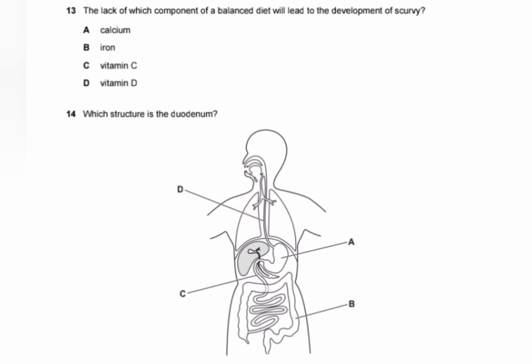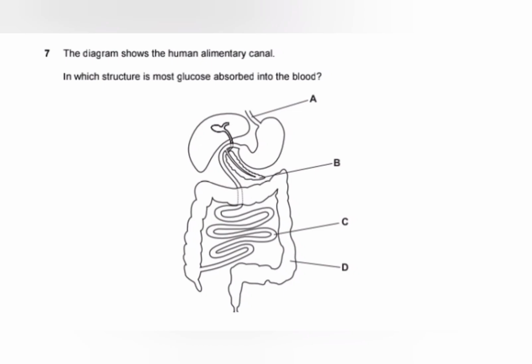Then the next one is saying which feature is the duodenum? Which feature is the duodenum? So A, it is the stomach. B, the large intestine. Then D, the esophagus or gullet. And then C, it is the duodenum. So the correct answer here is what? C. Okay, let's move on to the next one.